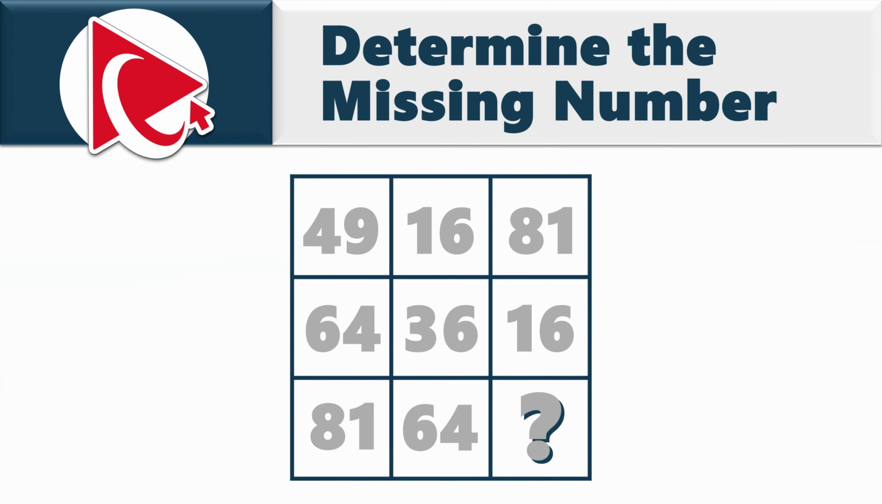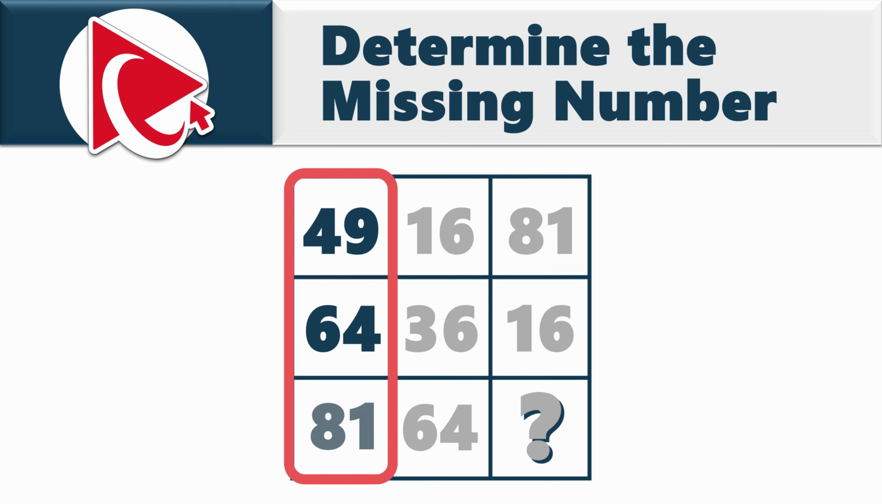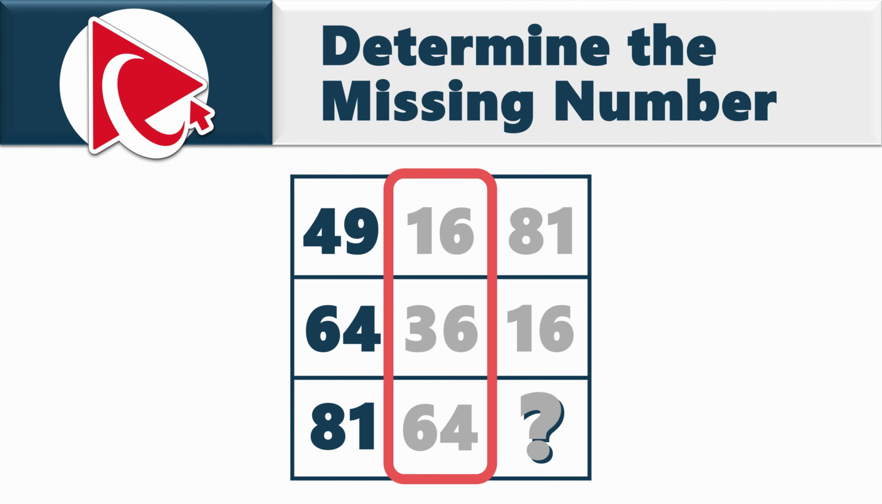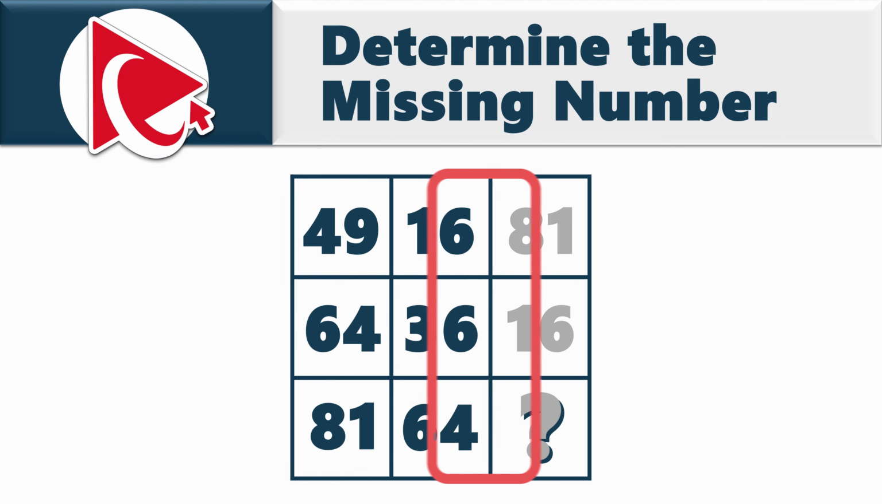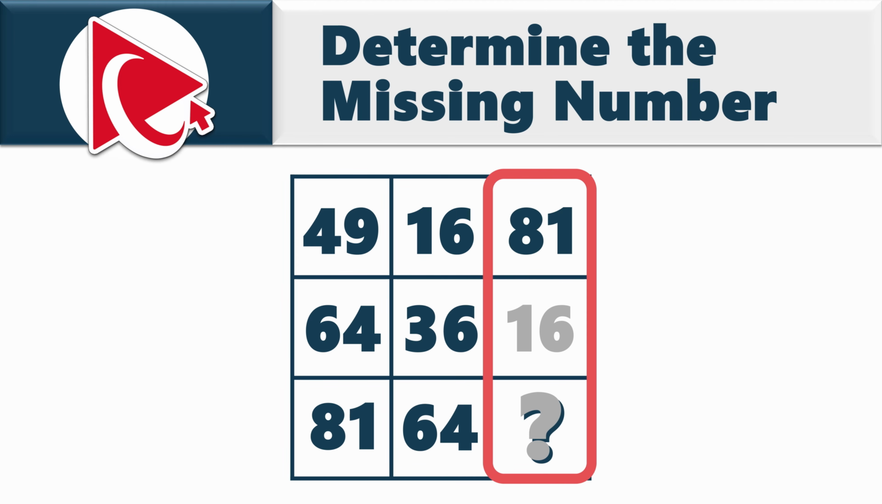Here you're presented with the 3x3 matrix. Matrix has numbers inside. Starting from the left column, the numbers are 49, 64, and 81. In the middle column, the numbers are 16, 36, and 64. And in the right column, the numbers are 81, 16, and then comes the missing number, which you need to calculate and select out of 4 possible choices.